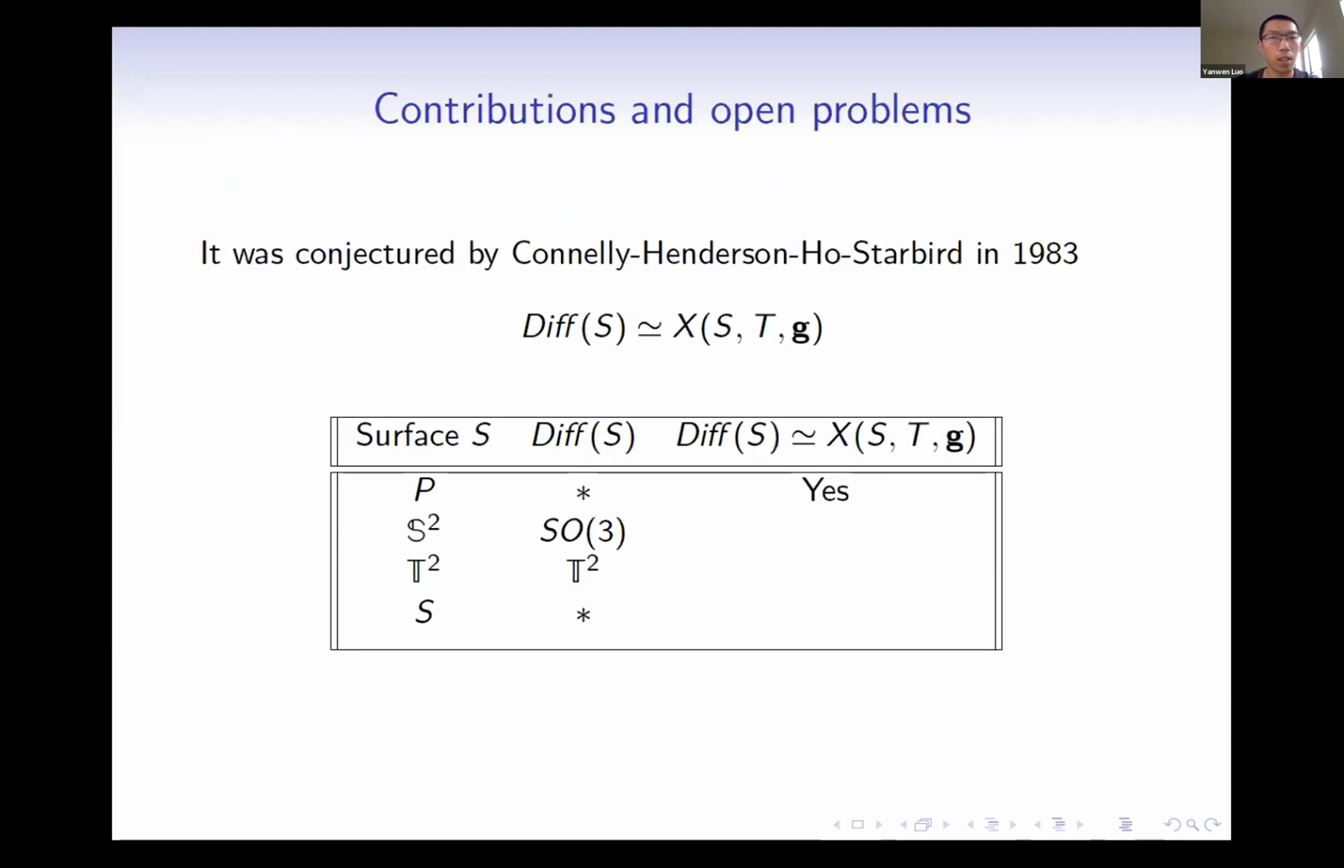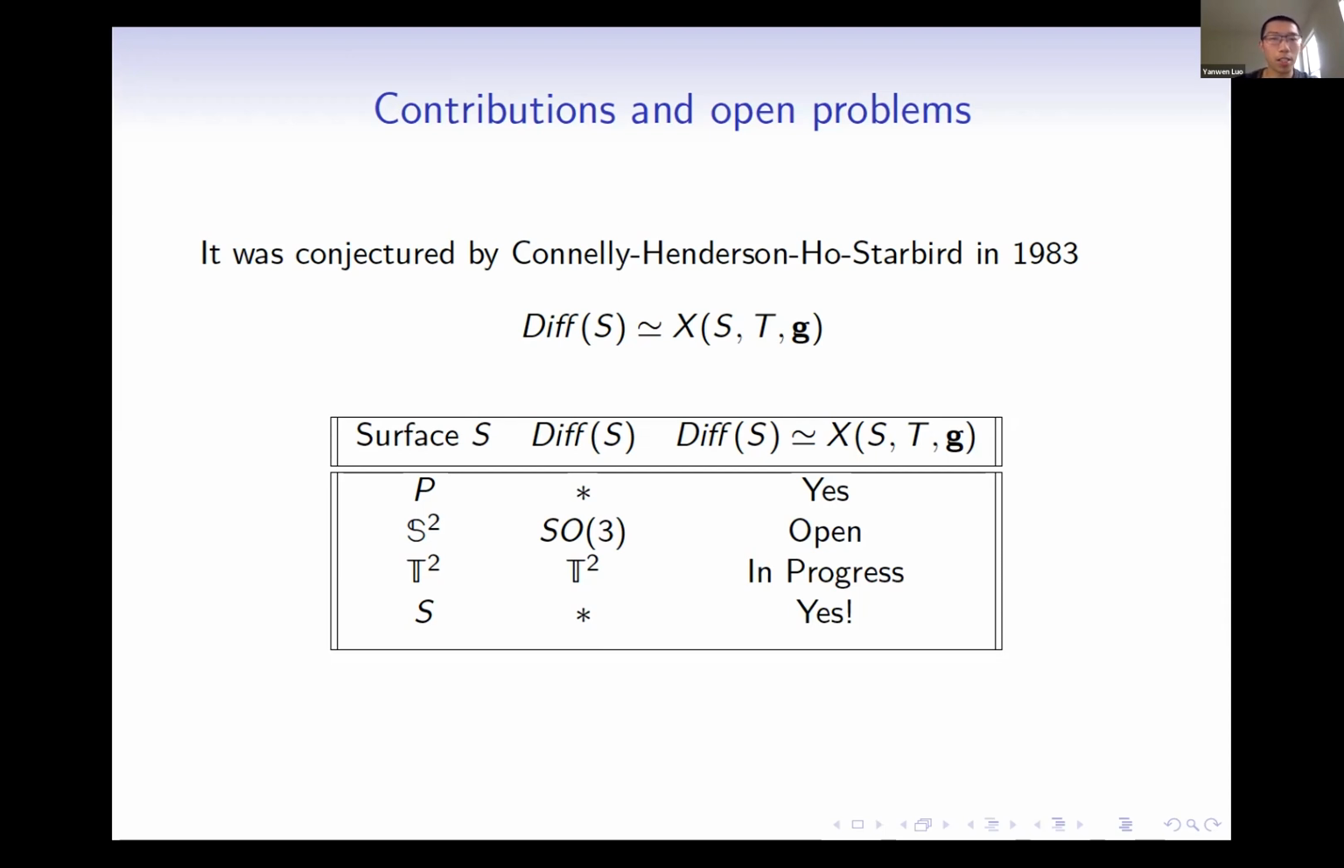So here is a very short summary of the results. This is a conjecture by Connelly, Henderson, Ho, and Starbird, the same group of people as we mentioned in '83, when they finished the proof of the contractibility of the space of simplicial linear homeomorphisms for the convex polygon. Their conjecture is that this relationship holds for other nice surfaces like the round two-sphere, flat torus, or hyperbolic surfaces. And right now we know that for hyperbolic surfaces, that special case of negative curvature, the space of geodesic triangulations really is homotopy equivalent to the smooth counterpart. So it's a good discretization for this diffeomorphism group.